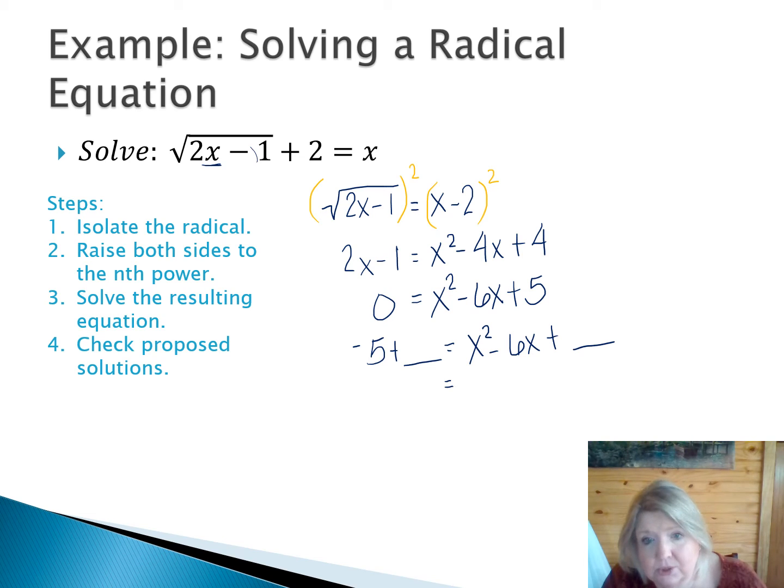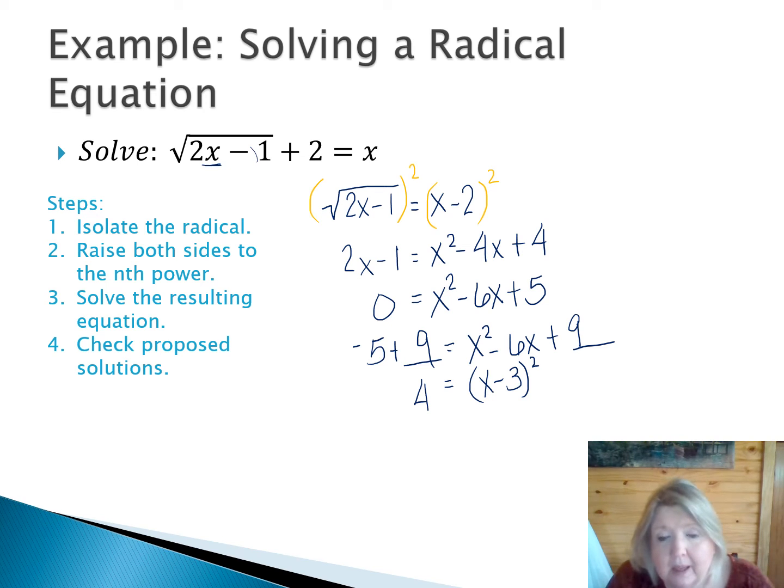Now to complete the square here, I need half of that guy. Half of 6 is 3. To fill in the blanks, 3's got to pass through the square, so I'm going to be adding 9 to both sides. Negative 5 and 9 is 4. Then I'm going to take the square root of both sides. The square root of 4 is positive or negative 2. And this is x minus 3. So now I'm going to add 3 to both sides.